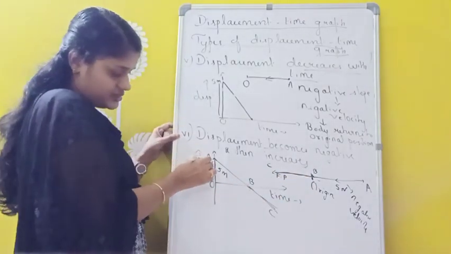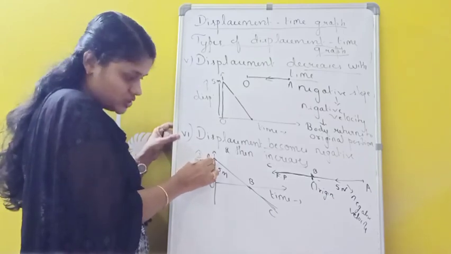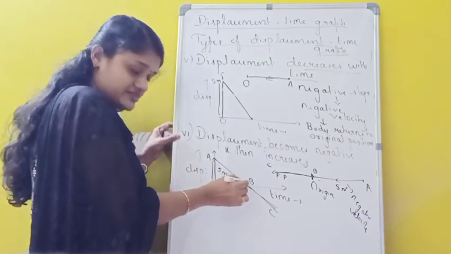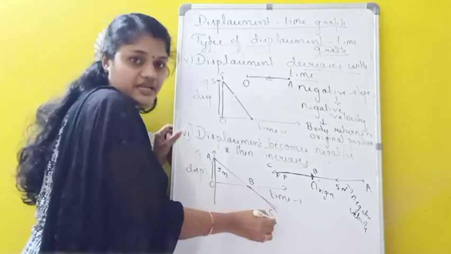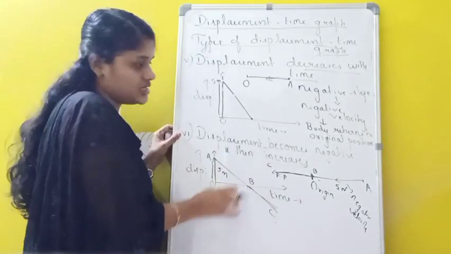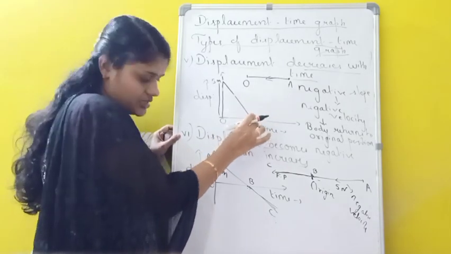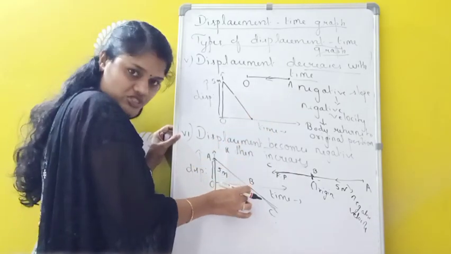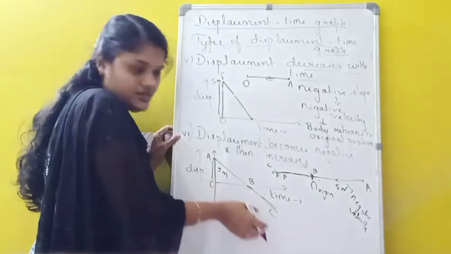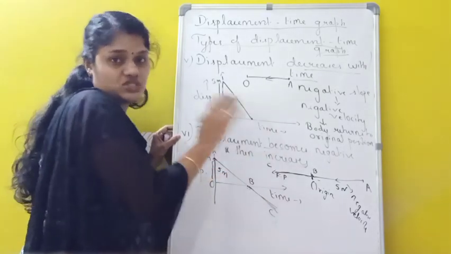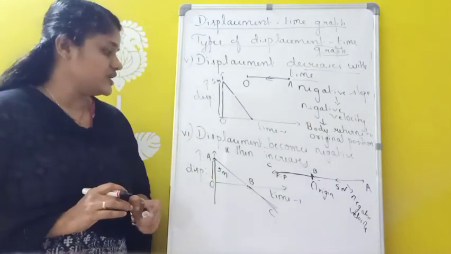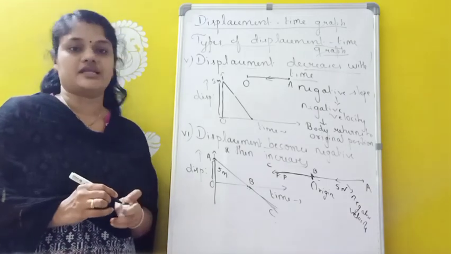So from the maximum displacement it is going to the initial condition, and then it is increasing in the opposite direction. So that is this graph. But here it has a negative velocity and reaches the initial position. But here, after reaching the initial position, it is going to the negative direction. It is increasing in the negative direction. So these are the different types of displacement time graph.